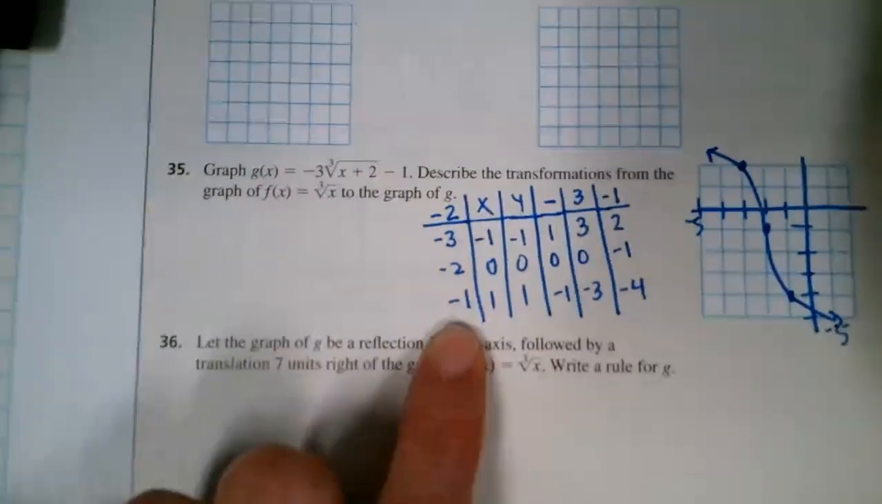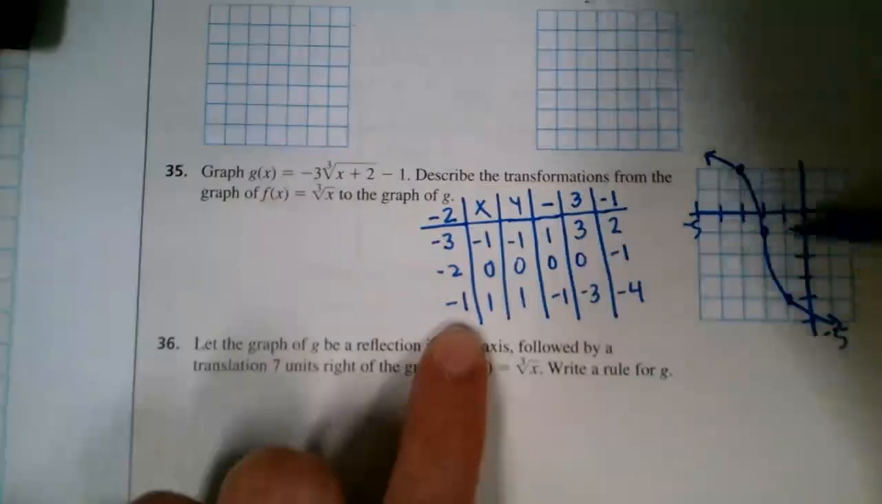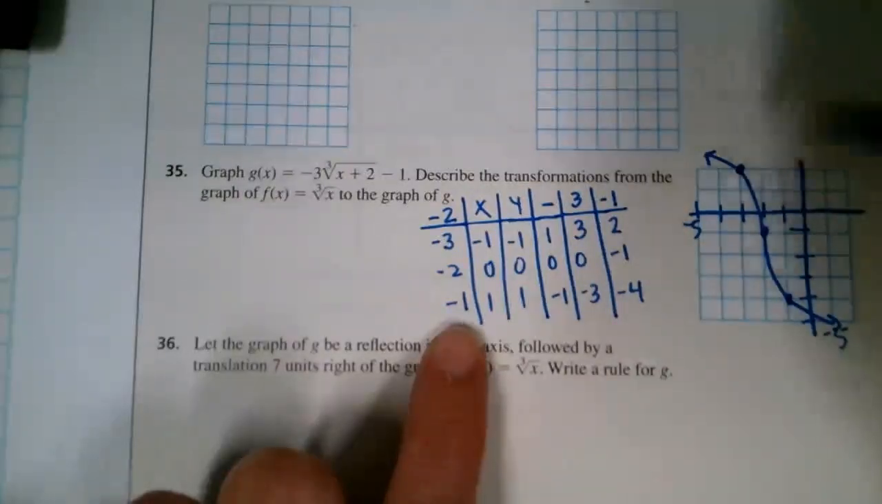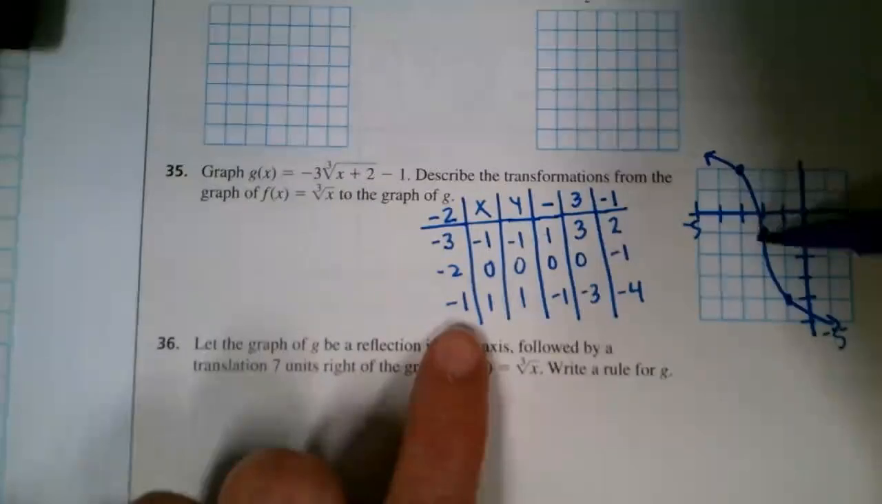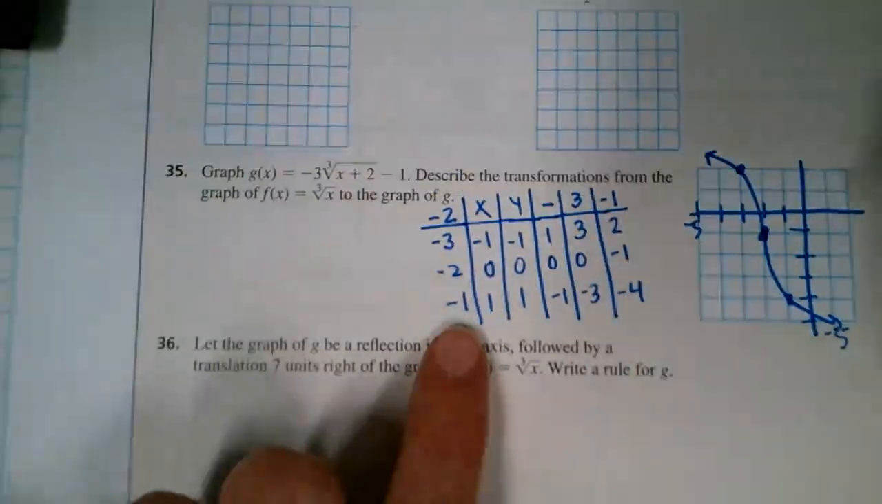Okay, my domain and range are going to be all reals, okay, because it's pointing up and left and down and right. All reals for both domain and range. And you can see this inflection point moved. It moved left 2, down 1. Right, that's what I did, left 2, down 1.